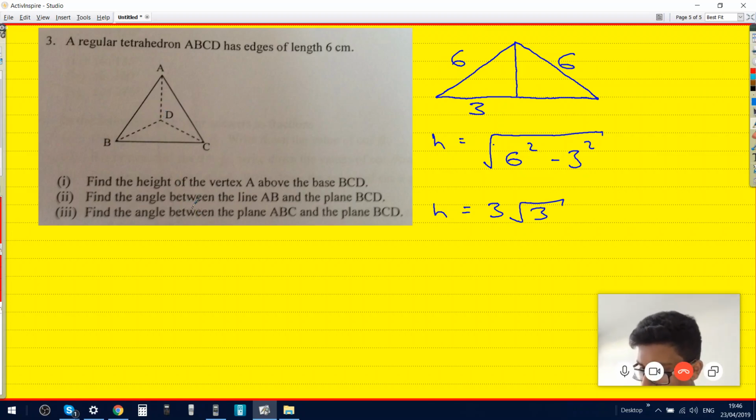So 6, 3, yeah. Sine x equals the opposite over the hypotenuse. So sine x equals 3 over 6. So x equals sine to the minus 1 of a half. You get 30. The angle is 30.